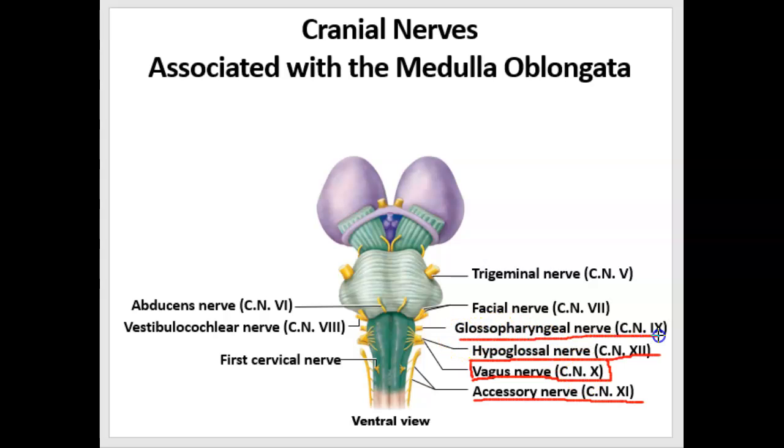The glossopharyngeal nerve, number 9, is also located close to the medulla oblongata, and that's going to be involved with swallowing and some taste. The facial nerve, which has to do with muscles of facial expression, comes off just between the pons and the medulla oblongata. So that's just to name a few, and to point out that the medulla oblongata is associated with many cranial nerves.